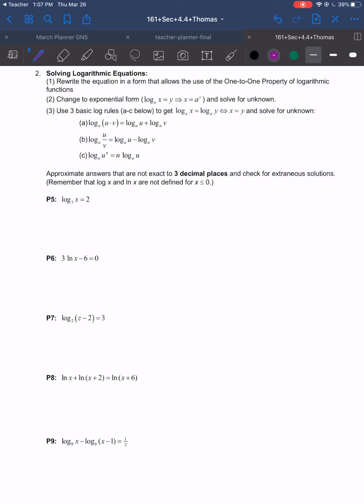So I have log base 3 of x equals 2. So I am going to rewrite this one using this thing right here. So I'm going to have x equals 3 squared, and 3 squared is 9.